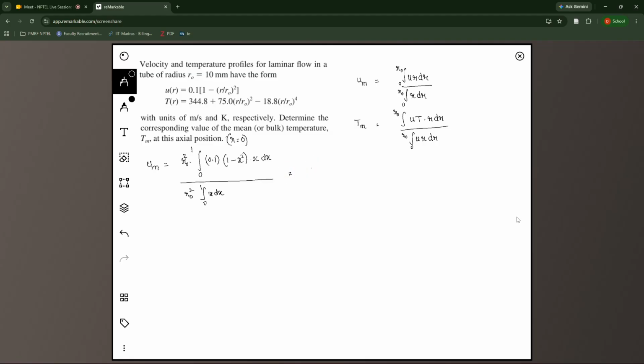So this will give me 0.1 times integral 0 to 1 of x minus x cube dx, divided by integral 0 to 1 x dx, which is 0.1 times 1 by 2 minus 1 by 4, divided by half. So that comes around 0.05 times r naught, 0.05. Is this clear?